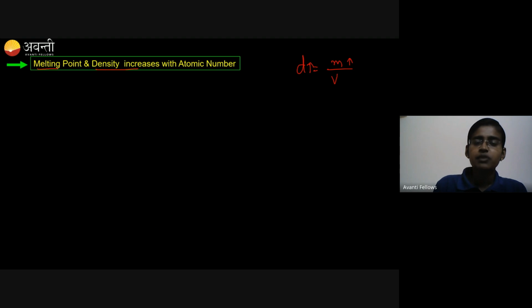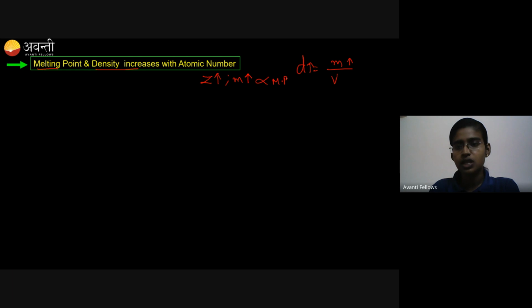And if the mass is very high, then that particular substance will get melted very late only. It will take some time to get melted. So melting point also increases as the mass increases with atomic number. Clear? Clear for all? As the atomic number increases, mass of the substance increases, and mass and melting point are directly proportional. So melting point also increases with density.